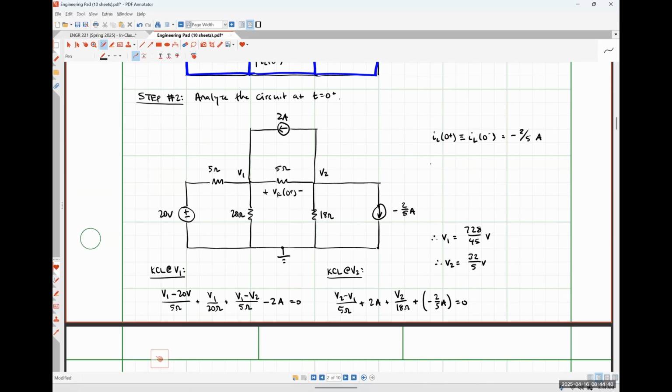How would we determine VR at 0 plus from these nodal voltages? V1 minus V2. Which I get to be 88/9.